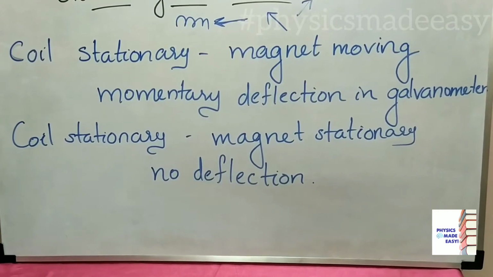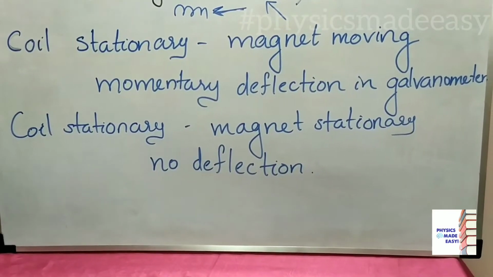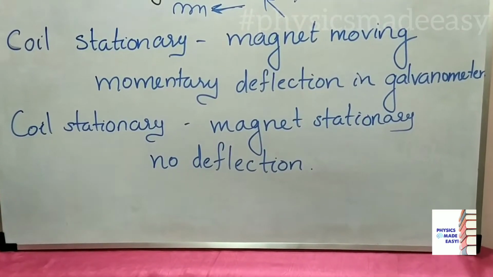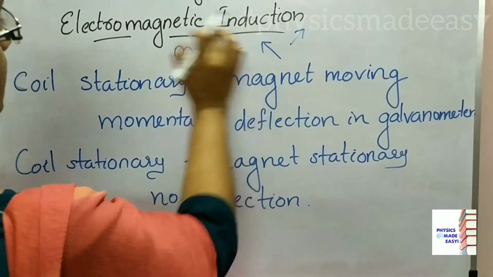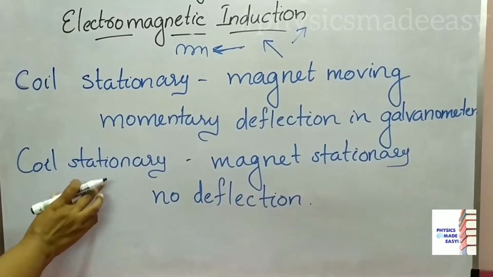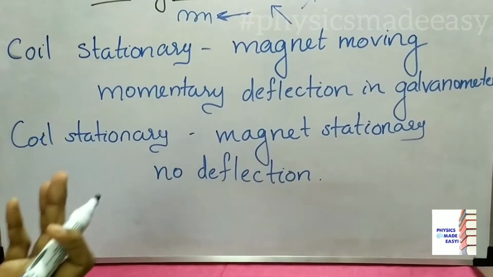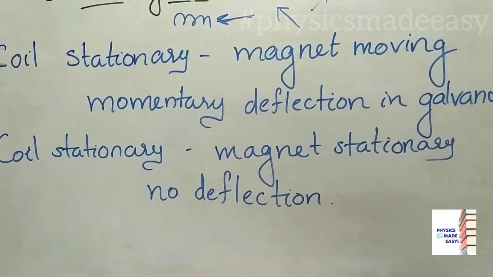From this we can say, if the magnet is moving there, a current is induced in that coil. Current is induced. We can call this process electromagnetic induction. Now listen children. Now the coil is stationary and the magnet is stationary. The magnet is not moving there. That time you cannot see any deflection in the galvanometer.